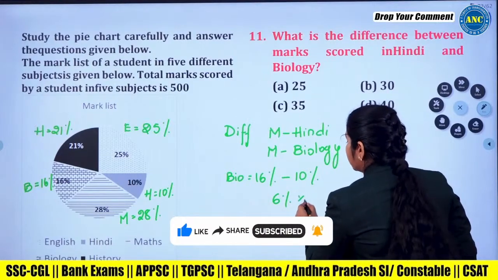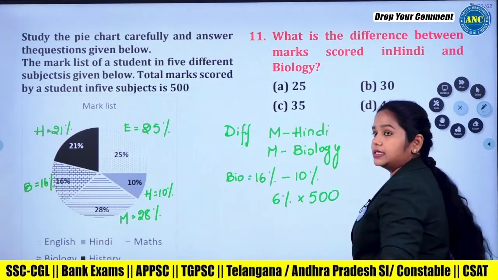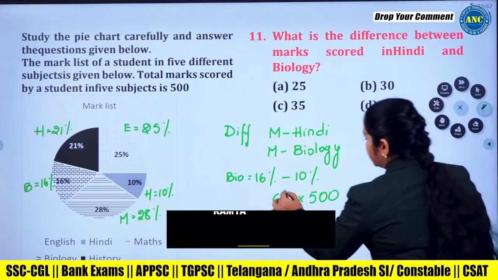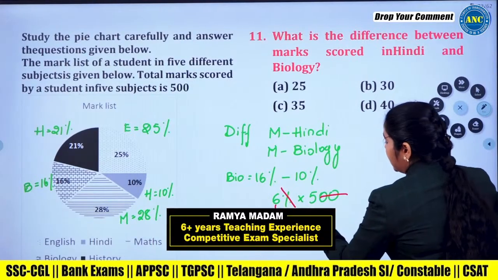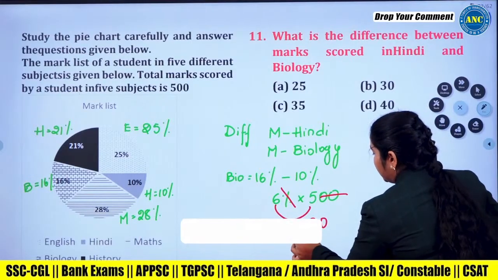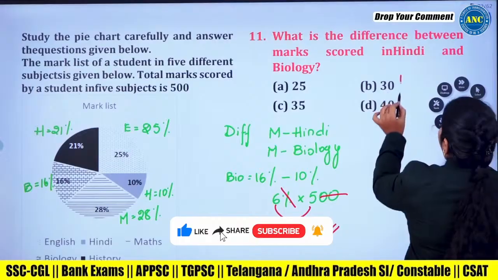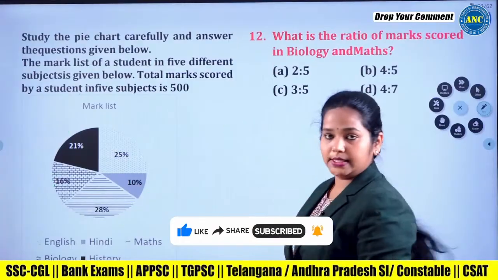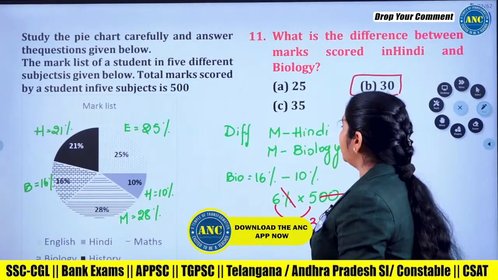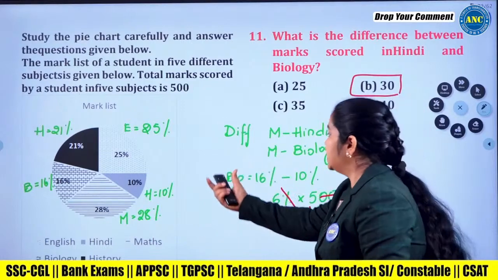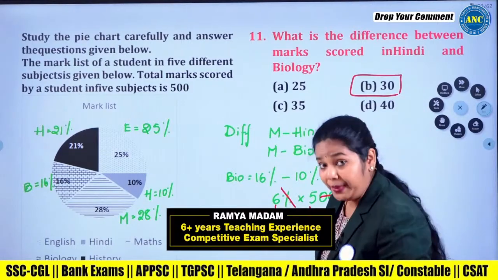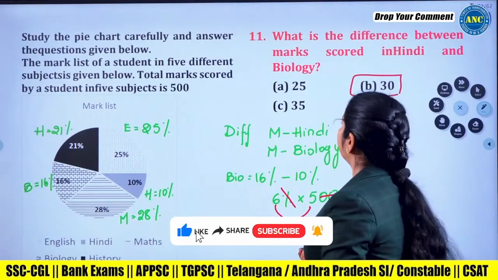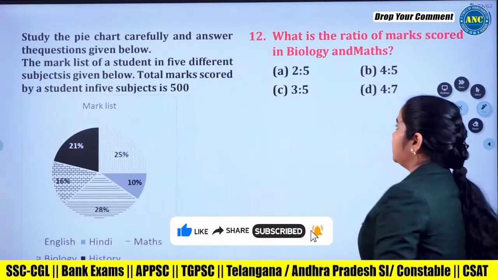So, 6% of 500. Again, if you have percentage and zeros, cancel them off. 6 5s are how much? 30. Option number B is the correct answer. Right? Clear with this? So, we are not taking the complete value. We are just subtracting the percentages to get a simpler percentage. When you get a simpler percentage, it is easy to calculate. Next question. Question number 12.